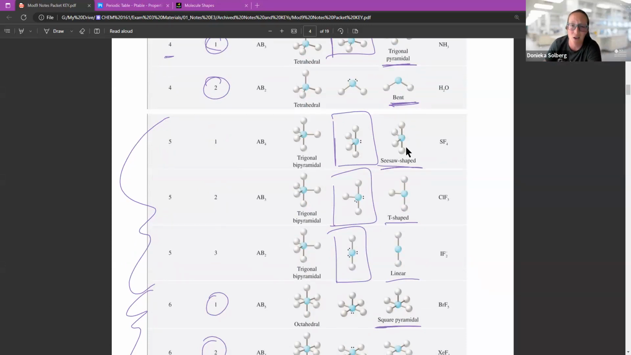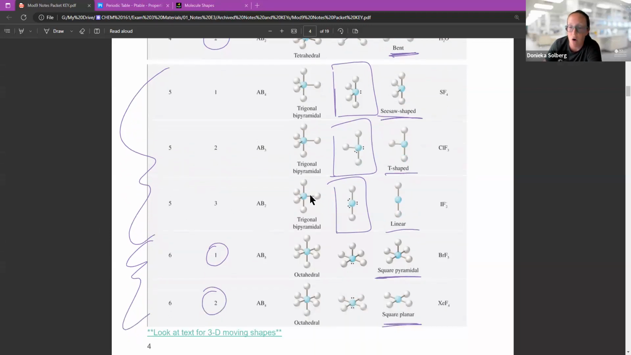I think Active Chemistry calls it sawhorse, that's what they call it. But it's the same thing. So if you have a molecule that has 5 total domains, but one of them is a lone pair, you get seesaw shaped or sawhorse. If you have 5 total domains, 2 of which are lone pairs, so we've subbed out 2 of those 120-degree angles with lone pairs, you can see this. These are going to be all 90-degree angles. It's called T-shaped. Looks like a T.